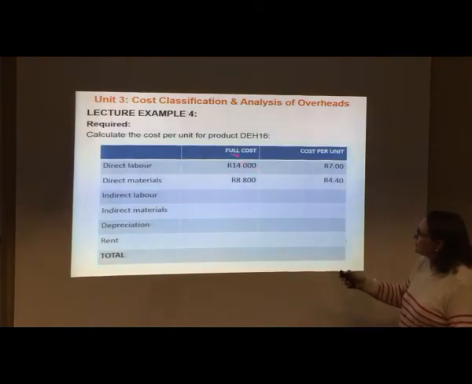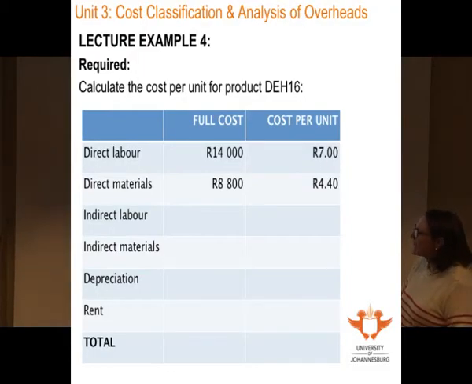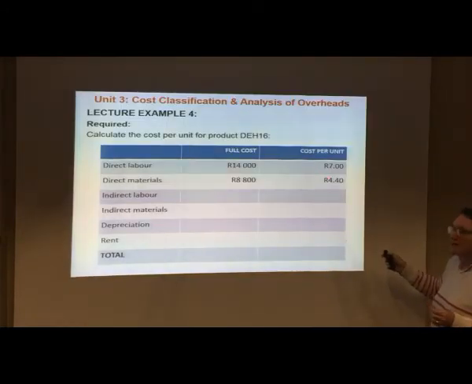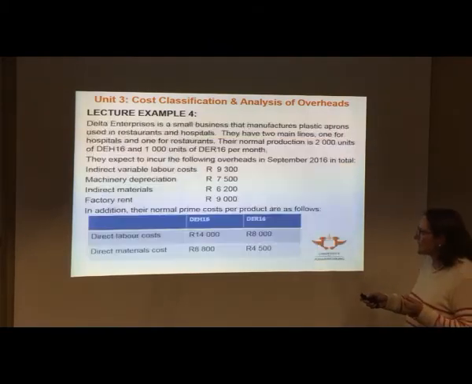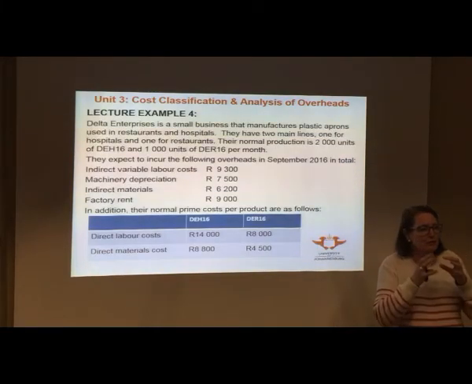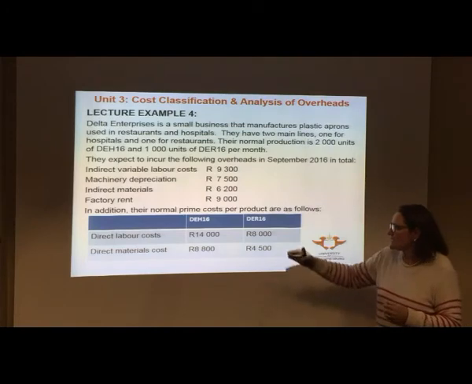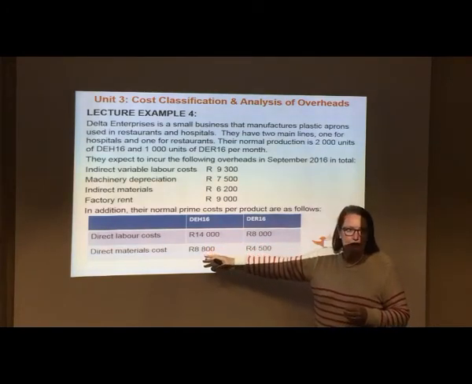So you put your full 14,000 in there, okay, and you have 2,000 units of product DEH, therefore it's 7 Rand a unit. You put your full 8,800 in there, divided by 2,000 units is 4.40 a unit. Right. So that's your first type, your direct variable cost, direct labor and direct materials.